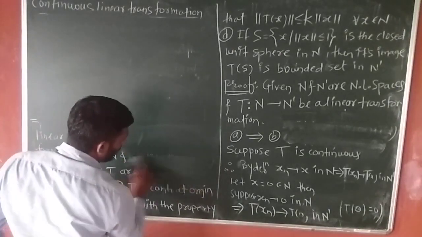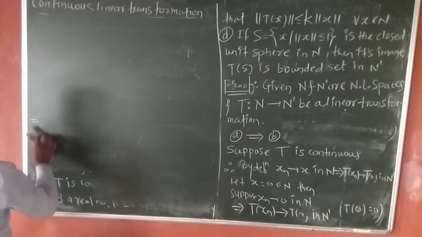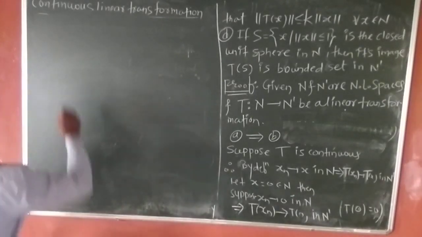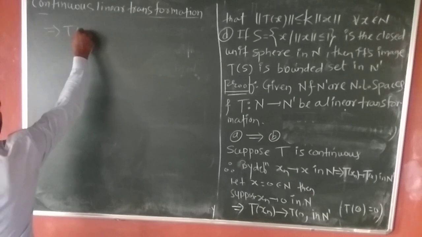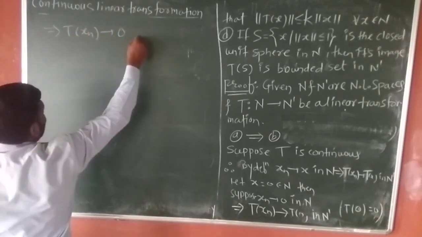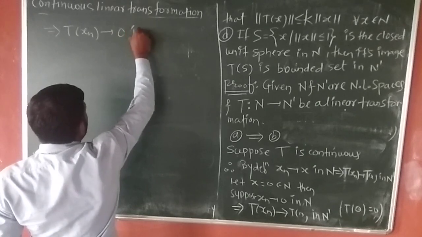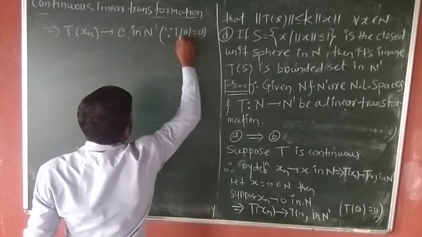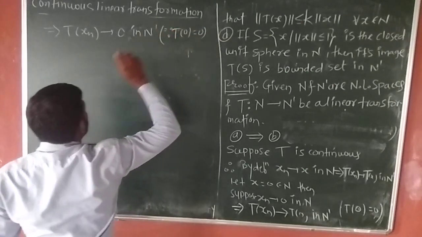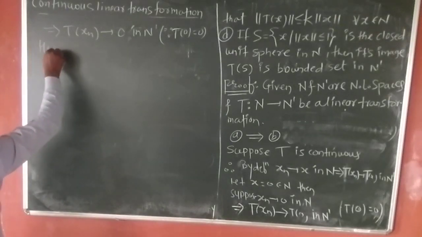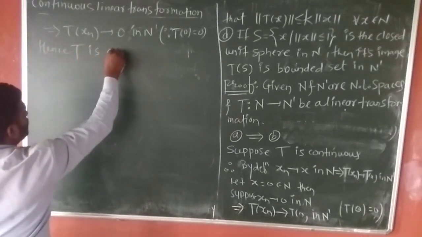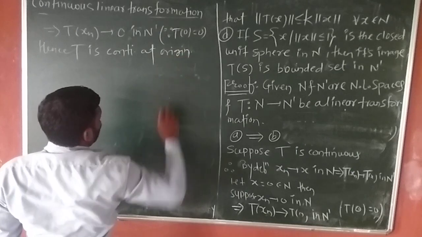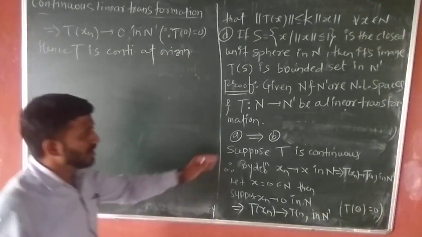Okay, this is the first statement. We have to show T is continuous implies that T is continuous at origin. That implies T of x_n tends to 0 in N dash, since T of 0 equals 0, as T is a linear transformation. Hence T is continuous at origin. So our first statement is equivalent to the second statement.